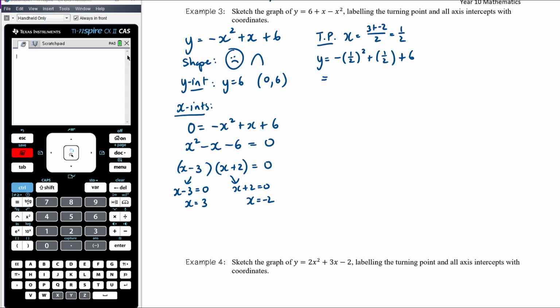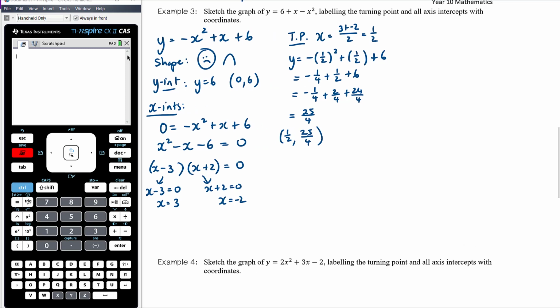Right, half squared is a quarter, so we've got negative 1/4 plus 1/2 plus 6. Let's get a common denominator. Minus 1/4 plus 2/4 plus 24/4. So that is going to be 25/4. So our turning point has coordinates of (1/2, 25/4). So 25/4 being just a bit more than 6, just as a sense of where things are.